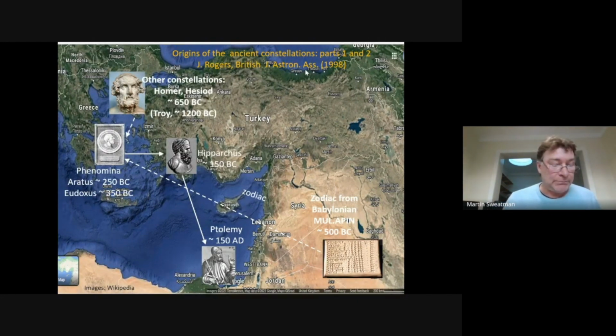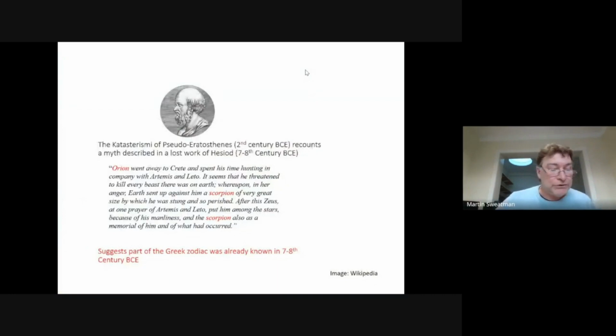In fact, Rogers' story is directly contradicted by a 2nd century BC account by Pseudo-Eratosthenes, who recounts an earlier tale by Hesiod, which means the tale likely dates to the 7th or 8th century BC, in which he already mentions the Scorpius constellation. So that would mean the Greeks already knew at least some of their zodiacal constellations before they're supposed to, or at least supposed to by Rogers, that is.